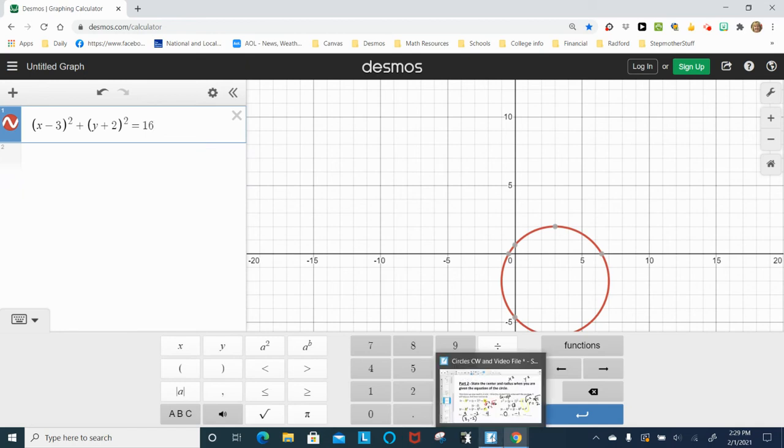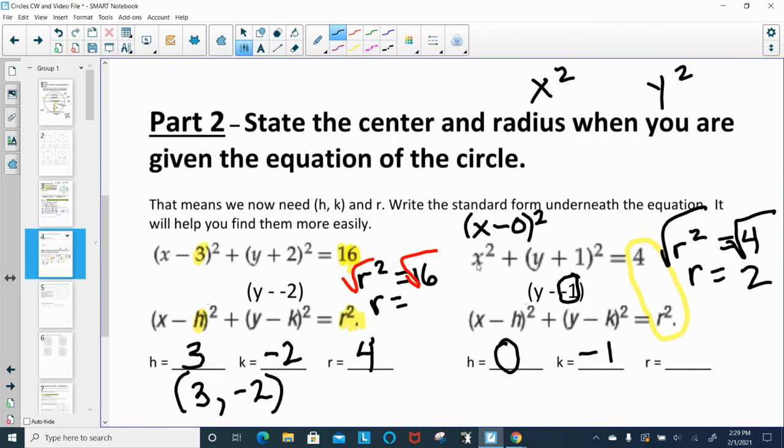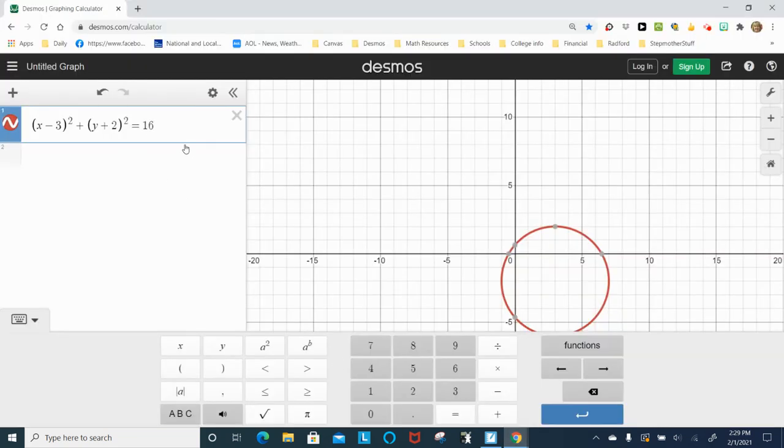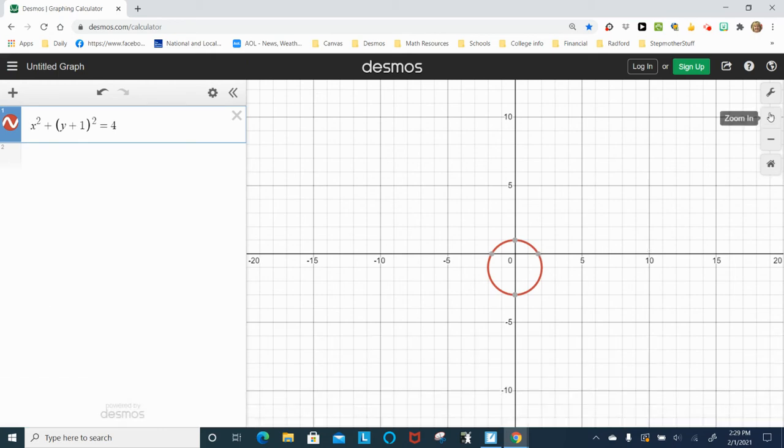So let's go check this out. Let's type this in. X squared, y plus 1 squared, and 4. And let's see if we get the right information. I love checking my answers because it just helps me know if I did things right. There's a lot of swapping of signs. Okay, so let's take a look at this. We're going to make it just a little bit bigger.